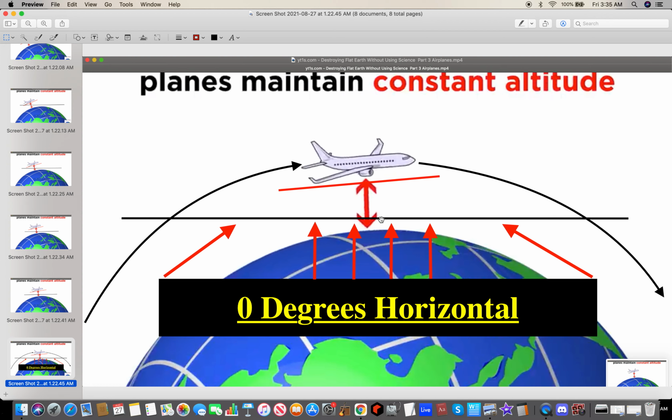Because this here is 0 degrees horizontal. How do you violate that? How do you violate that? And how do you have horizontal lines that are not parallel? Can't. I know that that is not ever going to turn up. I'm asking for it, but I know it'll never turn up because it doesn't exist.